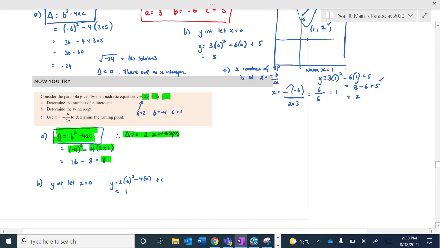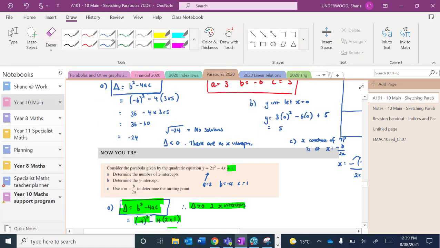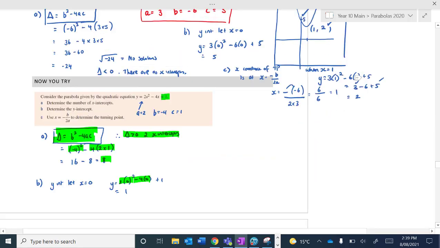We're not actually asking you to find those yet. We'll get into finding those in a sec using the quadratic equation. But for the time being, we're just asking, what is the y-intercept? Well, the y-intercept is when x equals 0. So subbing that in, 2 times 0 squared minus 4 times 0 plus 1. Notice that in this form, that constant, the plus 1, is going to be the y-intercept. Okay, and finally, we've got finding the turning point using x equals minus b on 2a.